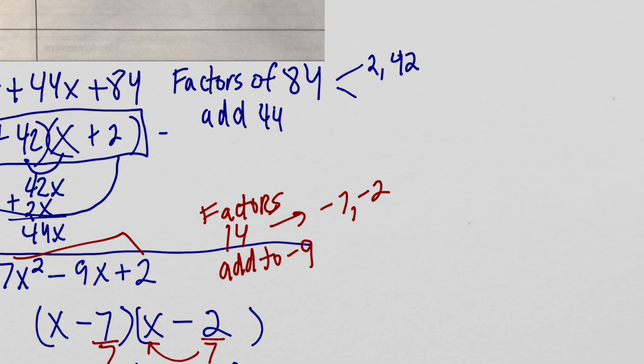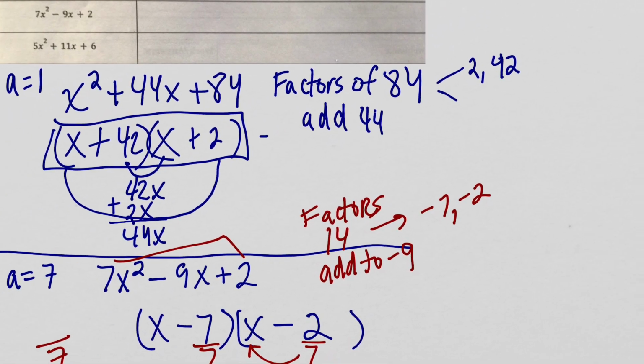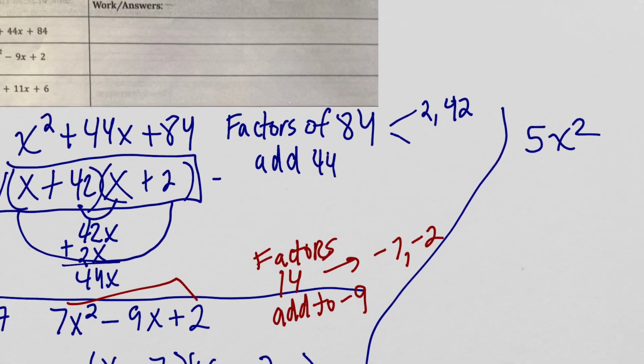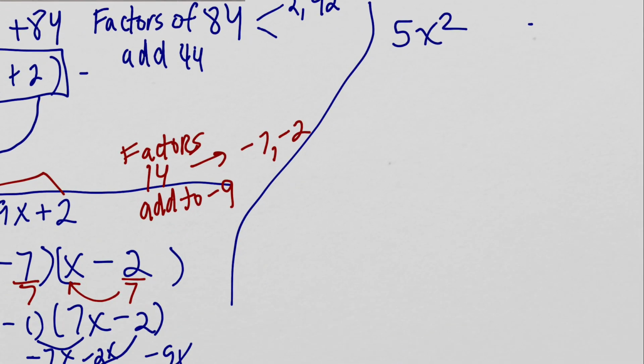All right, now let's go to the last one. 5x squared plus 11x. Oops. Five x squared, what was it again? Plus 11x plus 6.